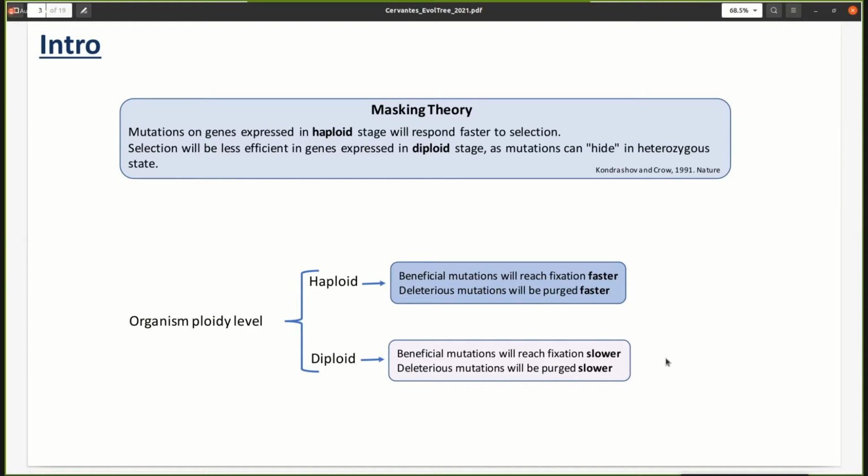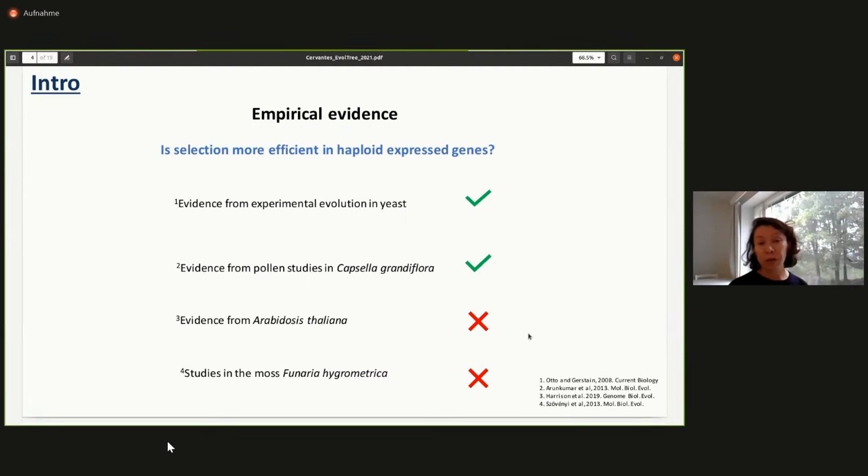But these are theoretical expectations. What about the empirical data to support this theory? Well, the empirical data is kind of mixed. There are works that support the masking theory, and the majority of these come from experimental evolution, mostly done with yeast, which is a unicellular organism. Another bunch of works that support the masking theory come from studies of haploid selection over male gametes. Maybe I'm incorrect, but I think most of the works, if not all, are done in male gametes.